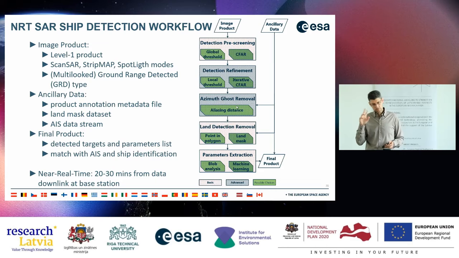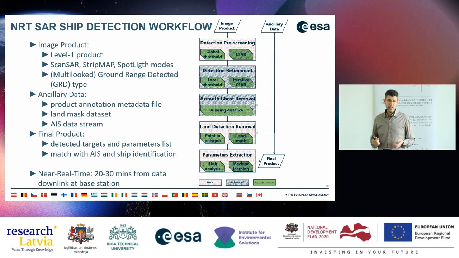Then you have the advanced step, about refinements of the detections, to try to mitigate the problems that we saw before, like the smearing in azimuth or the cross-like features that you have on the ship. Then you have the land mask, and then of course the parameter extraction. So you want to extract the length, the width, the heading. In some cases, you can extract also the velocity, not so easy using a single-pol amplitude image.